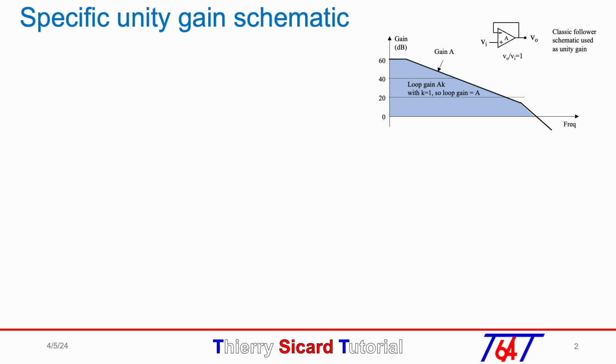Unfortunately, if the gain A cuts the 0 dB axis with a slope of minus 40 dB by decade, this schematic will be unstable in gain 1. What is the gain of this new schematic proposed?